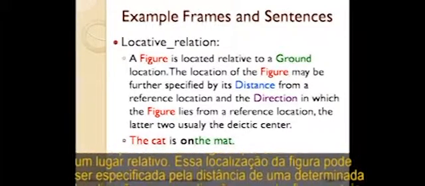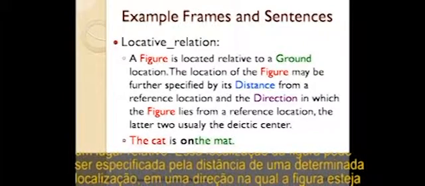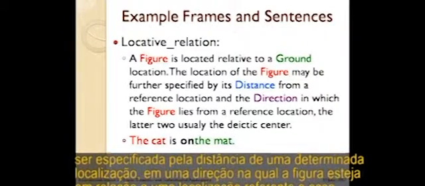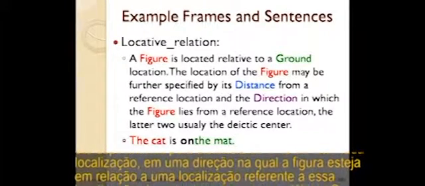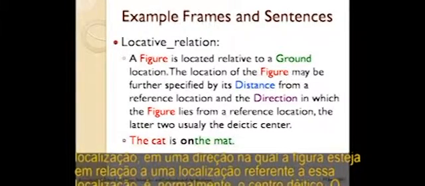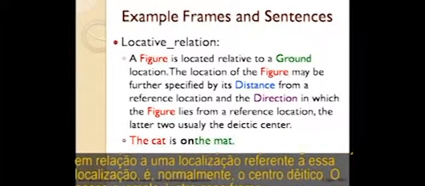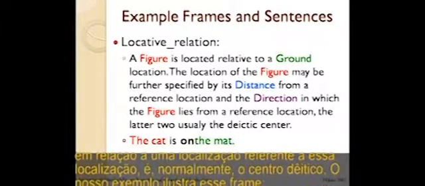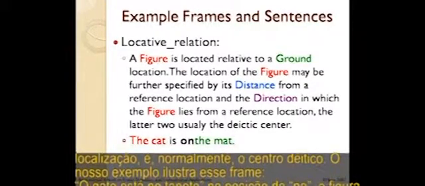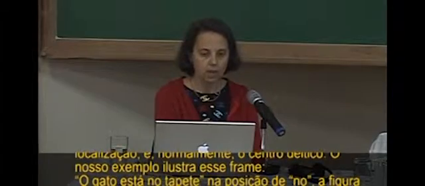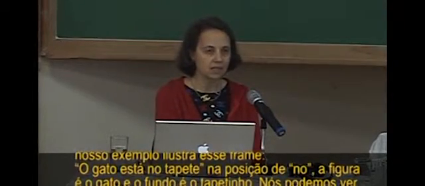So we define the locative relation frame as one in which a figure is located relative to a ground location. The location of the figure may be further specified by its distance from a reference location and the direction in which the figure lies from a reference location. Reference location is usually the deictic center.